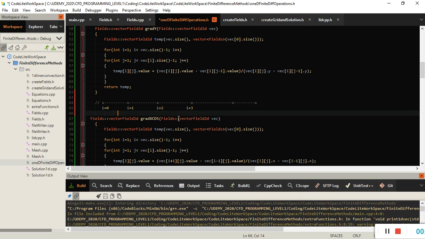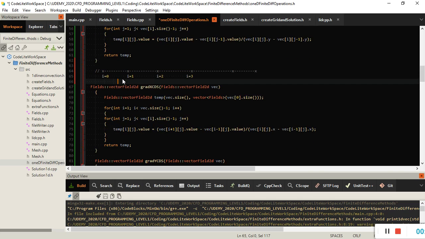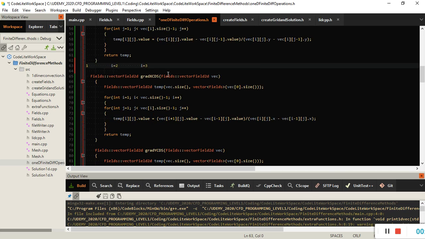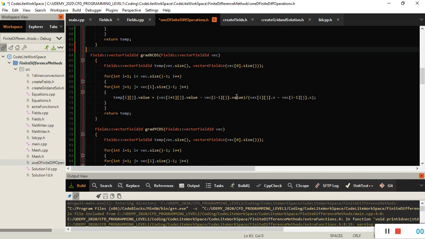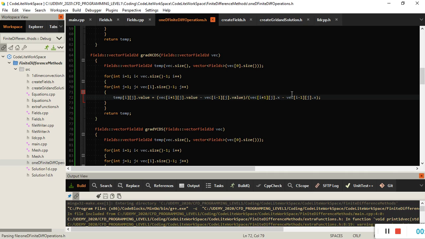Okay, so how do we get this 2 times that term correctly? It's quite simple. One way is to just say I plus 1 minus I minus 1, so therefore we have dx multiplied twice, or dx plus dx. Another way is to just multiply this term by 2 itself.